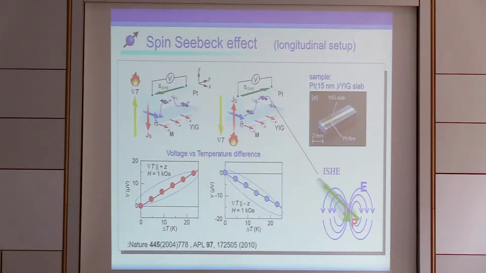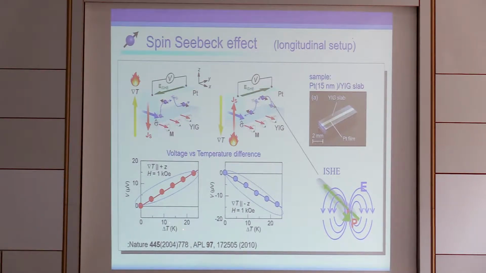The setup is also very simple. This is also the same configuration, a bilayer system. So when a part of the sample is heated, thermal magnetization motion injects a spin current via spin pumping, and this injected spin current is converted into an electromotive force by the spin Hall effect. So voltage appears here and here.